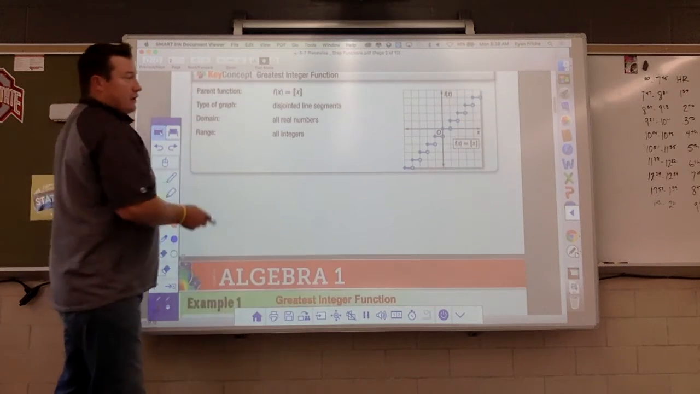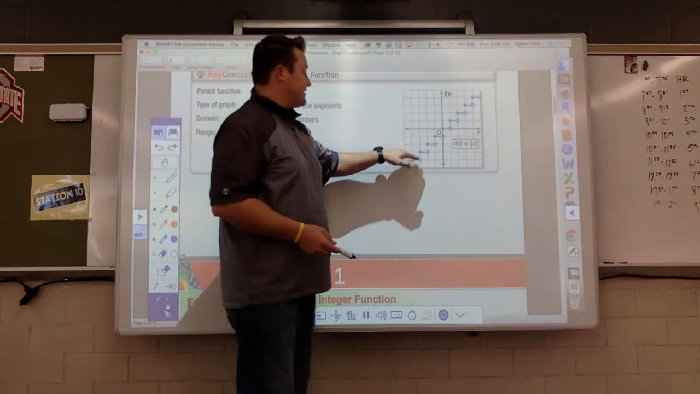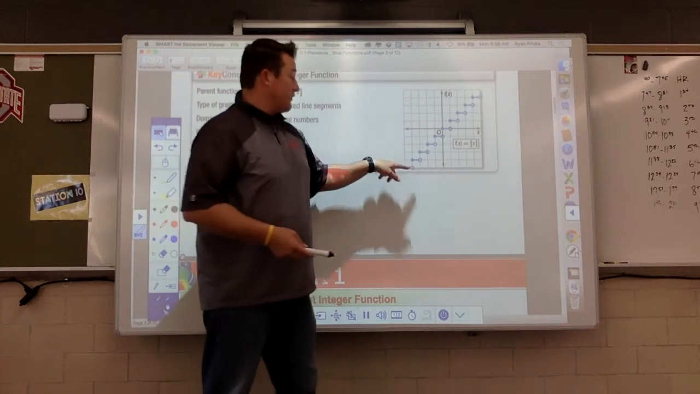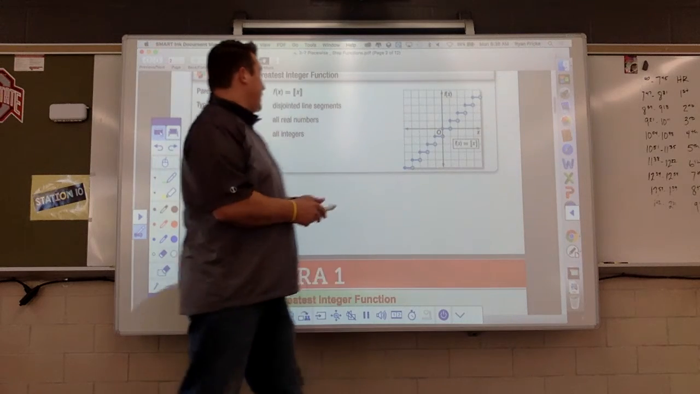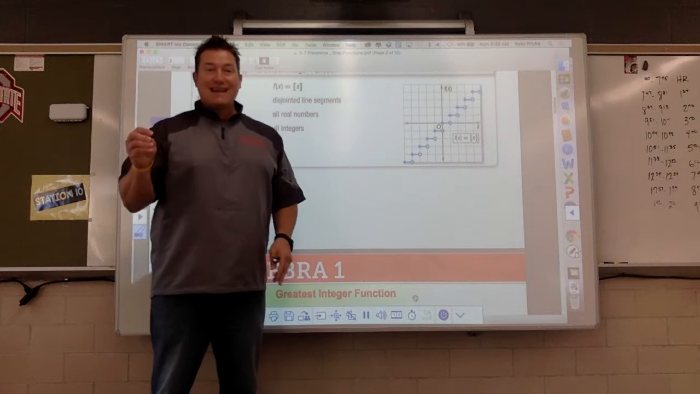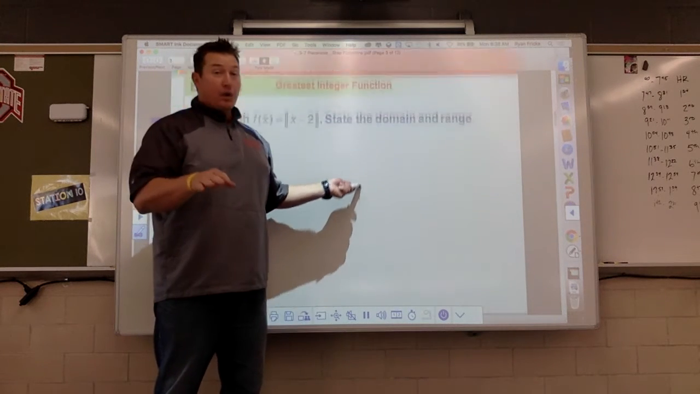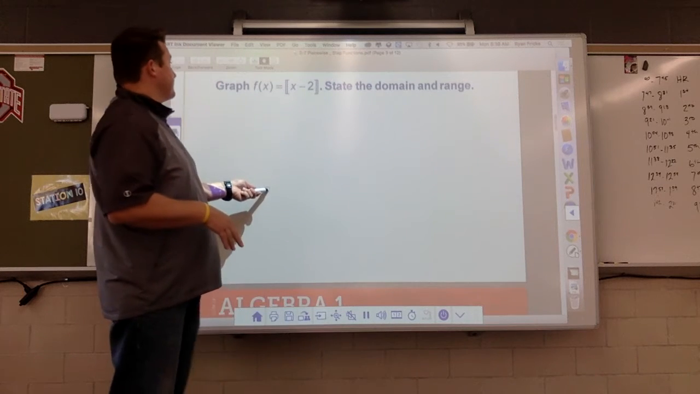Greatest integer function. Look, guys, here's what it looks like on a graph. Again, it's like steps. This is why we say it's a step function. These are all little steps as we go up. Things to remember: filled in dots, open dots. Filled in dot, include the number. Open dot, we're not going to include the number, all right?